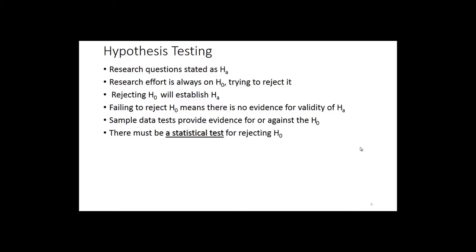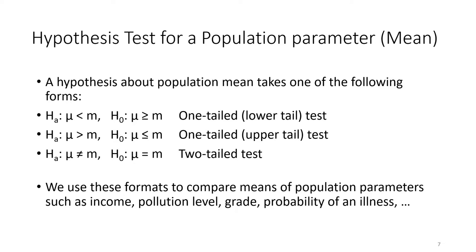It's not feasible or even possible to test the entire population, so we take samples. We test these samples to find some evidence for rejecting the null hypothesis and then make an inference for the population. So there should be a statistical test for rejecting the null hypothesis.